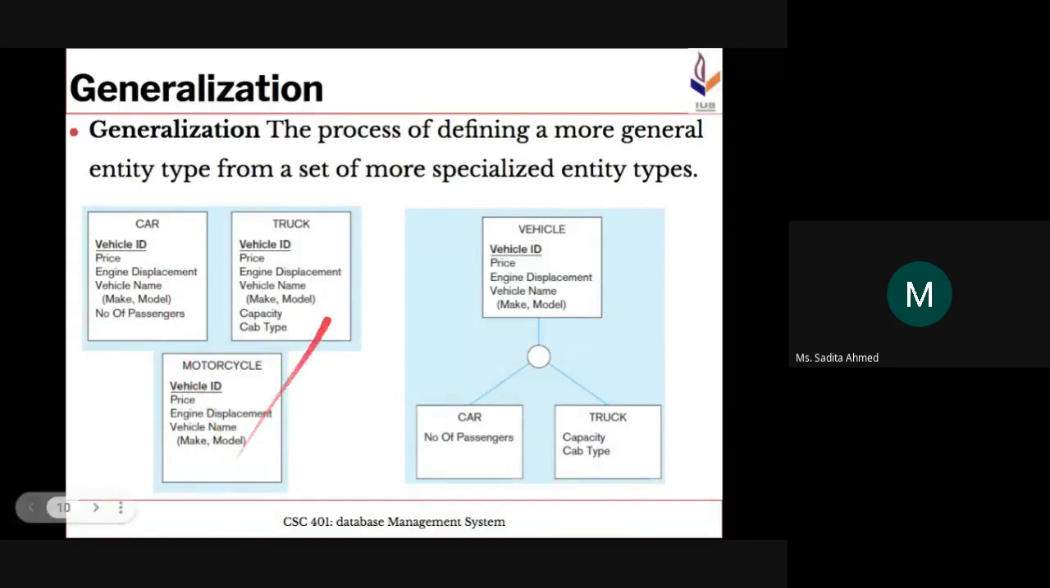So we've got three entities here in our hands: car, truck, motorcycle. Do you see that some of the attributes are common among these three entities? Car, truck, motorcycle. What are the attributes that are common? Price and engine displacement, vehicle name. Vehicle ID, price, engine displacement, vehicle name. That's right. So these four attributes are common among these entities.